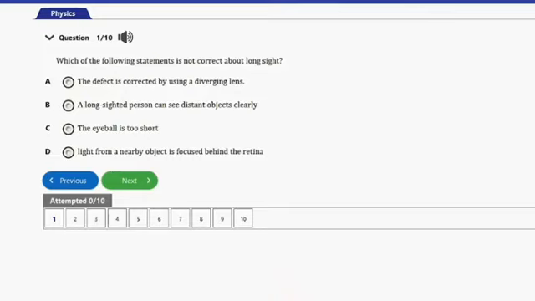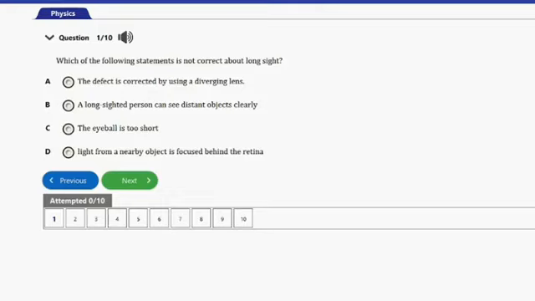It says, which of the following statements is not correct about long sight? A. The defect is corrected by using a divergent lens. B. A long-sighted person can see distant objects clearly. C. The eyeball is too short. D. Light from a nearby object is focused behind the retina.